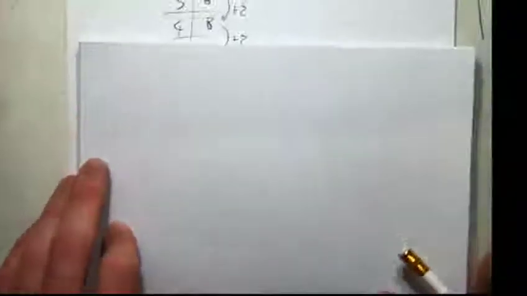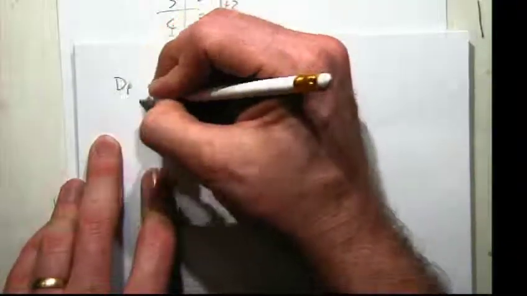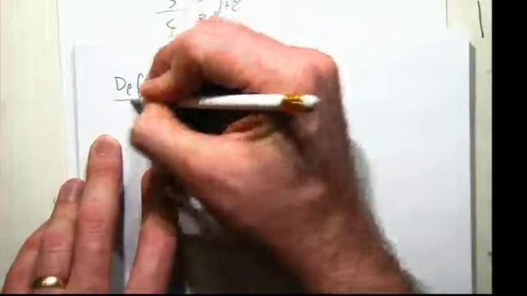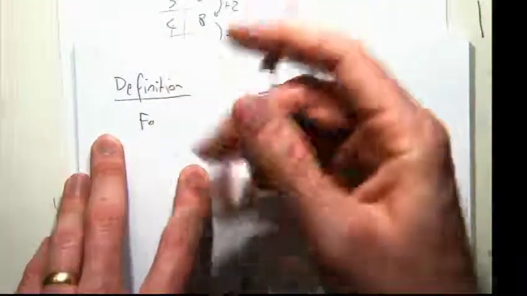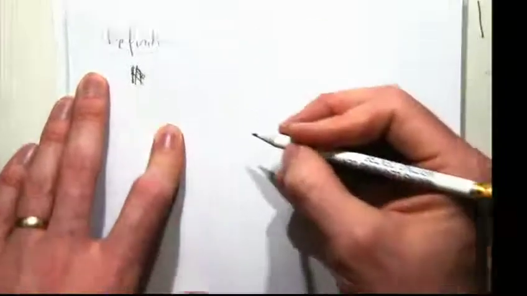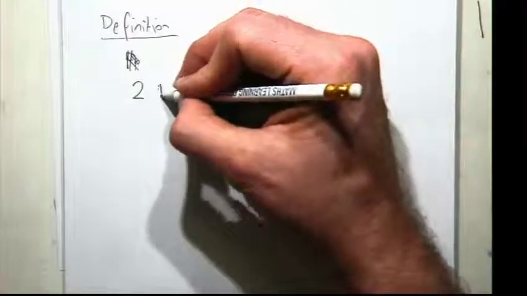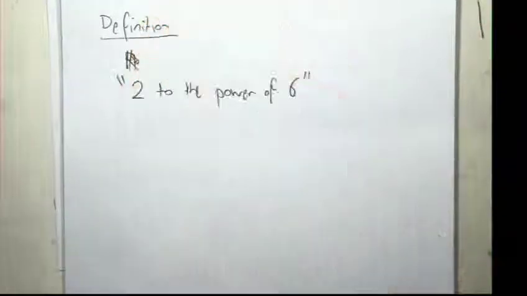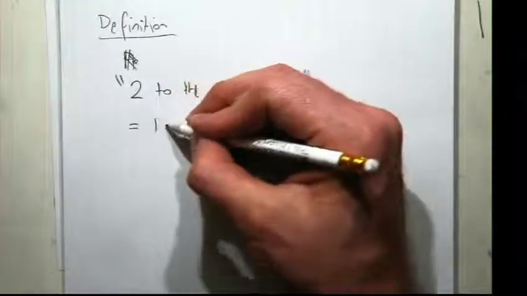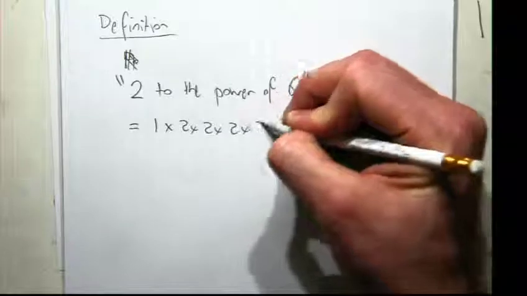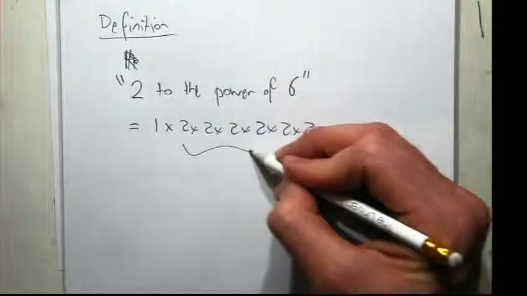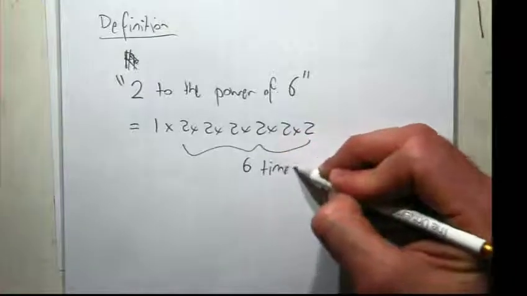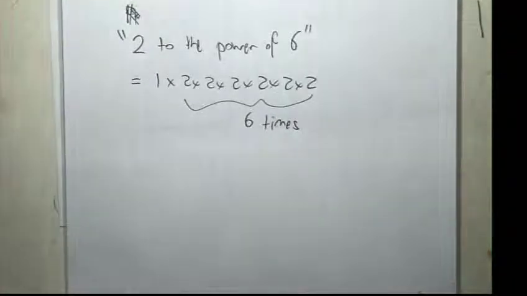So, just as a definition, I'm going to do my definition by examples. 2 to the power of 6 is the number you get to by starting at 1 and timesing by 2 6 times. And I know that starting at 1 is a bit redundant, but it does help remind me that what I've done is I've started somewhere and I've multiplied by 2 6 times.